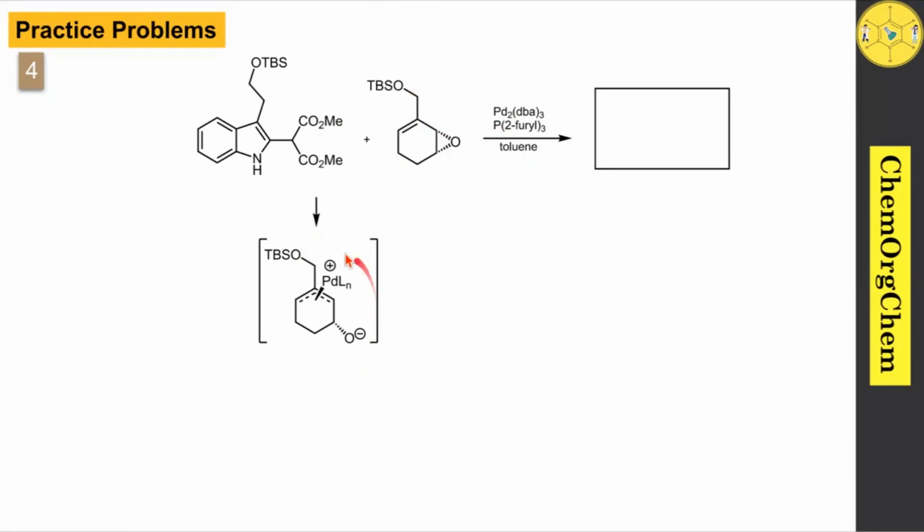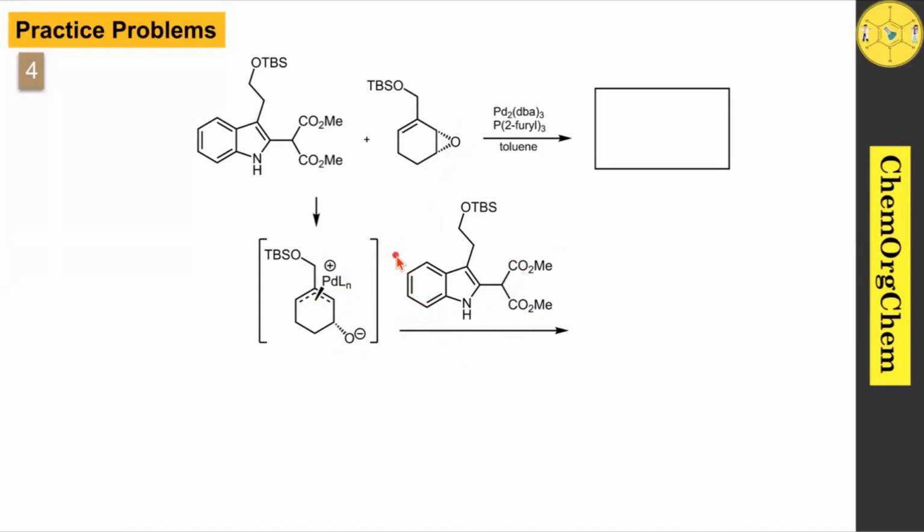Now here you can see the stereochemistry. This epoxide ring is present at the bottom face, therefore after opening the epoxide ring, this alkoxide ion is at the bottom face, while our palladium species takes the top face. Now this reacts with the nucleophile.